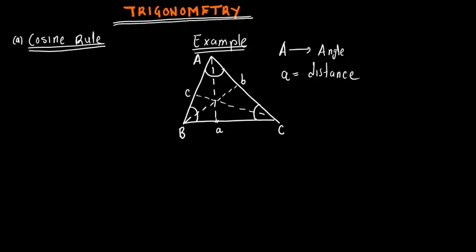Now, the cosine rule is very simple. Let me show you something. Given the letters A, B, C, from these letters we are able to create all the formulas that we need to calculate any triangle under this topic.